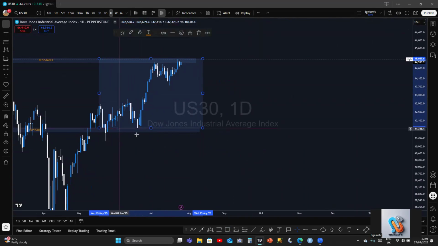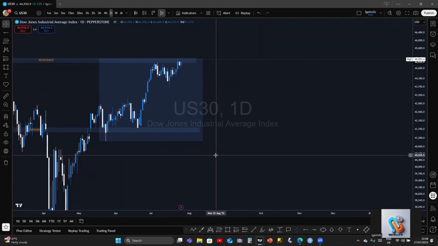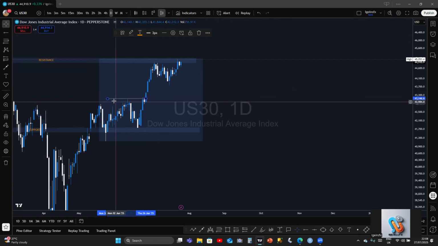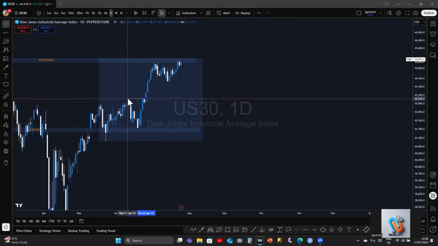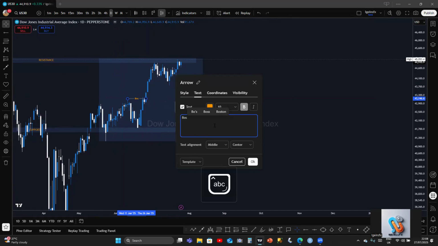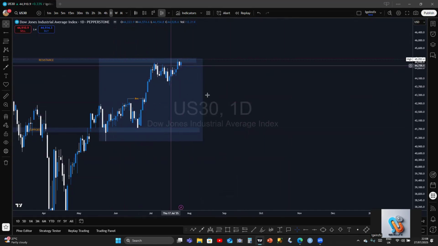There's a point we need to analyze. Let's not use the word investigate here. We need to analyze this point and now look for an opportunity where we can take advantage. So that is the last break of structure before this level.